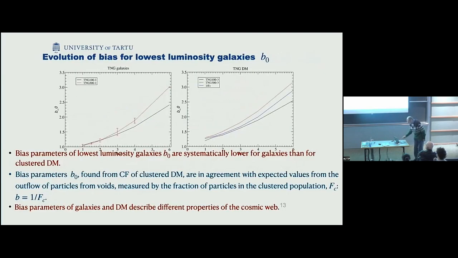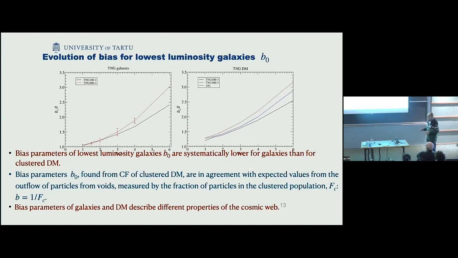Now, when we take as a characteristic parameter the bias value for the lowest luminosity galaxies, this B1, and compare how it evolves. Here is redshift, here is for galaxies, and here for dark matter particles. We see that both simulations, 100 and 300, have roughly similar dependence, but the value here is very close to 1. Here it is different. It is larger, and here we calculated the blue line. The blue line is calculated from the fraction of matter in the clustered population.